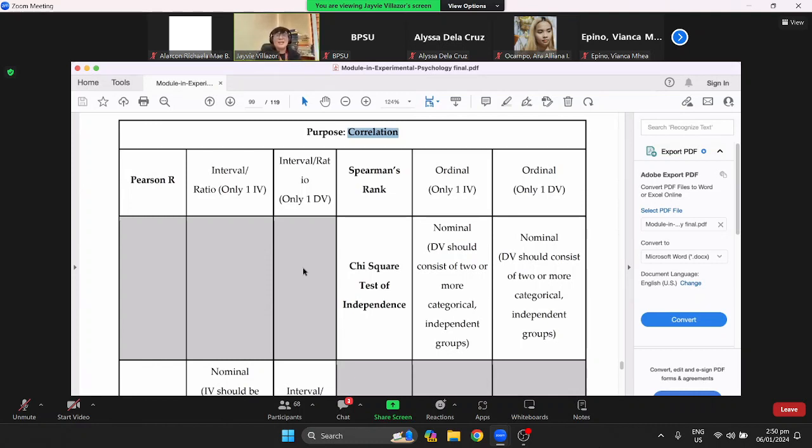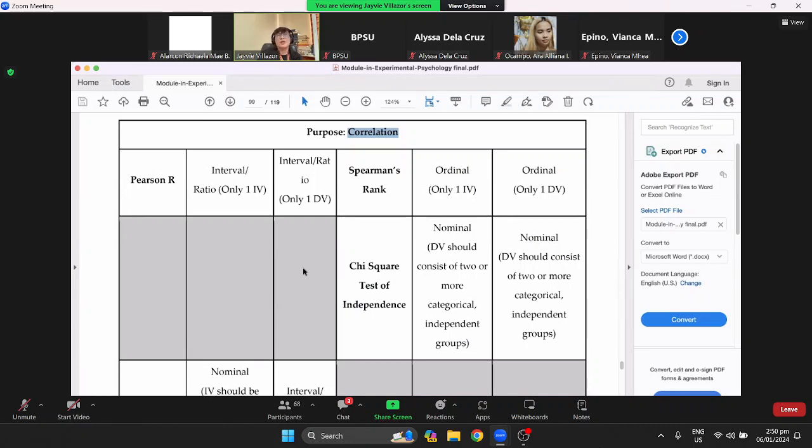Sige, let's have an example. We want to correlate the rank of students ng AB tsaka sa rank ng students ng BS. Okay? Pag ganun ang dataset mo, or ganun yung research mo, tapos you only have, let's say, 10 students per AB and 10 students per BS, then hindi ka gagamit ng Pearson R. Ang gagamitin mo, Spearman rank. Okay po? Are we clear?